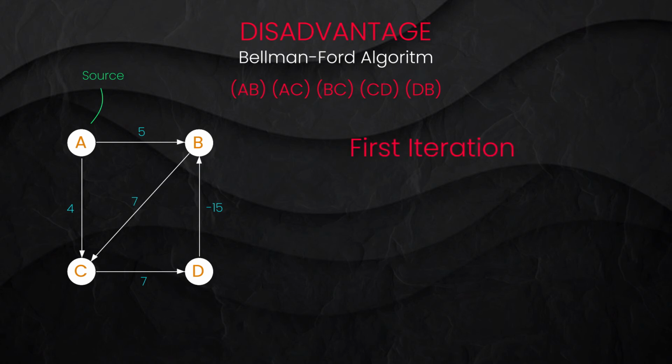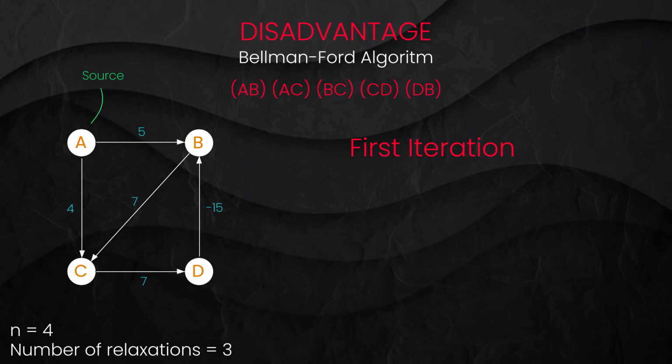In the first iteration, how many times do we have to iterate? The number of nodes, n, is equal to 1, 2, 3, 4. So n is equal to 4. So how many times do we have to relax? The number of relaxations will be done n minus 1 times. That will be equal to 3 times. So we will have to iterate it for 3 different times.